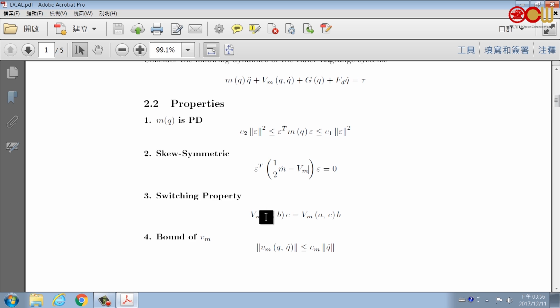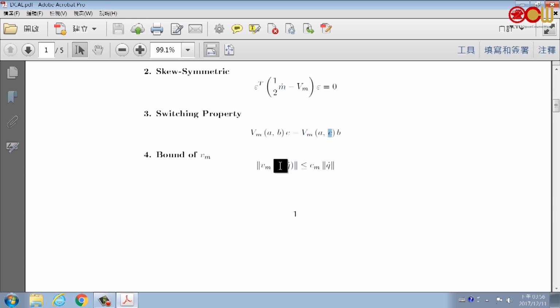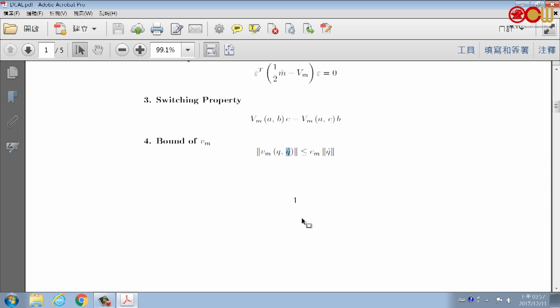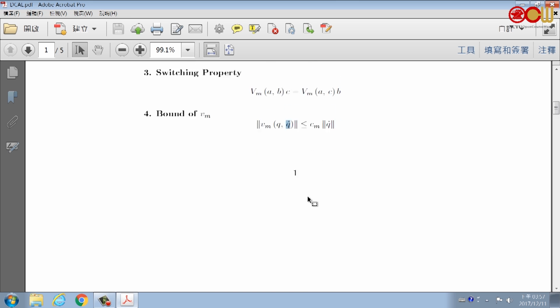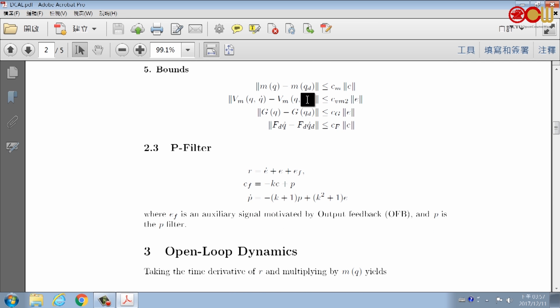Switching property: you can switch Vm times C, where Vm is a function of A and B. You can swap the variables B and C. Okay, exchange them: put C inside and B outside, and it becomes the right side. Only the second variable in Vm. And Vm has some bound. Vm can be upper bounded by some constant times the norm of Q dot, again the second variable. And here are some bounds.